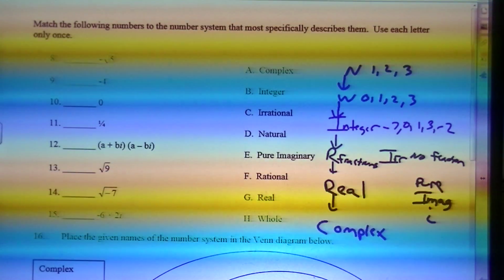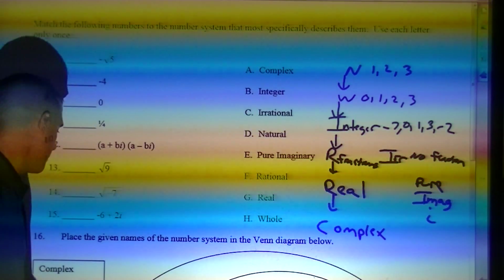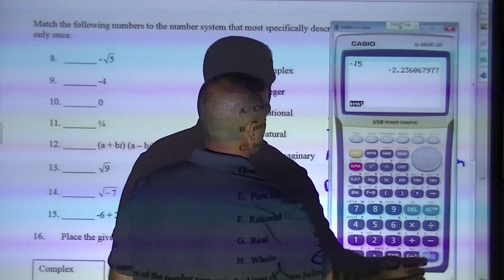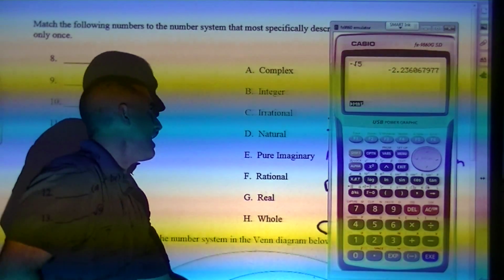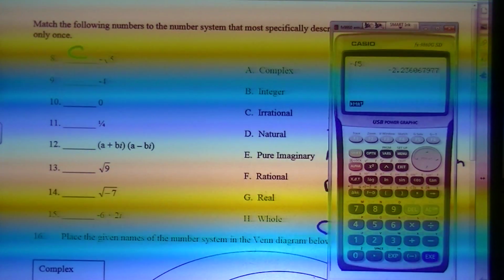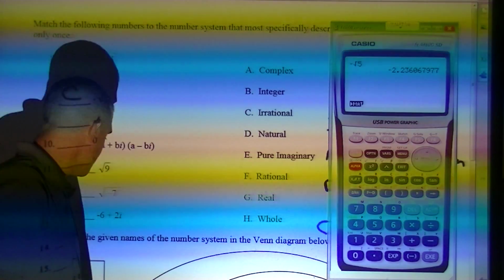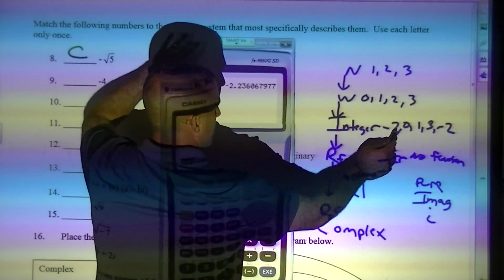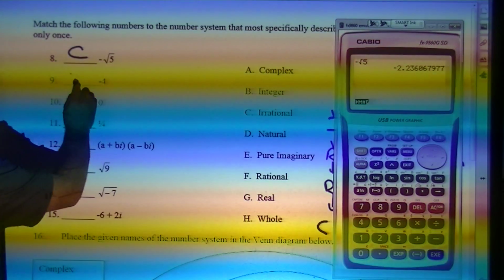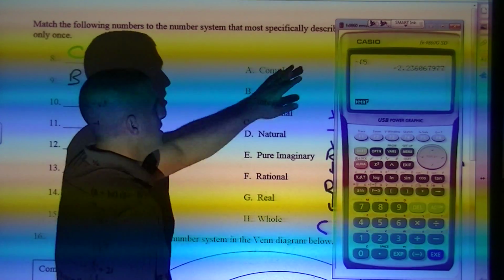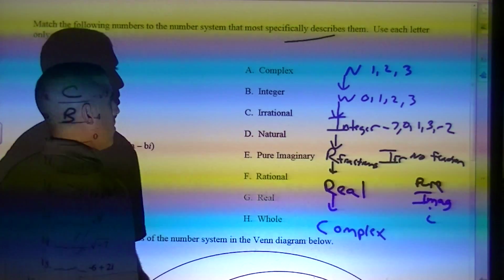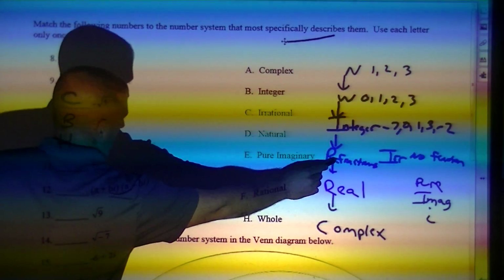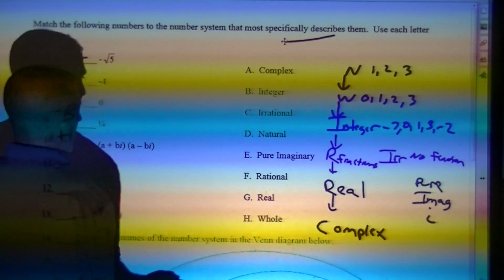So what you should do is you look at negative square root of 5. As I type in the square root of negative 5, I try to make that a fraction, I can't. So that's going to be an irrational. So that's going to be C. The next one, negative 4. The highest one that it is going to be is an integer. So that's going to be B. Zero. The highest one that 0 is, is whole. So I'm going to find whole. 1/4 is a fraction. So the highest thing that's going to be is a rational number.